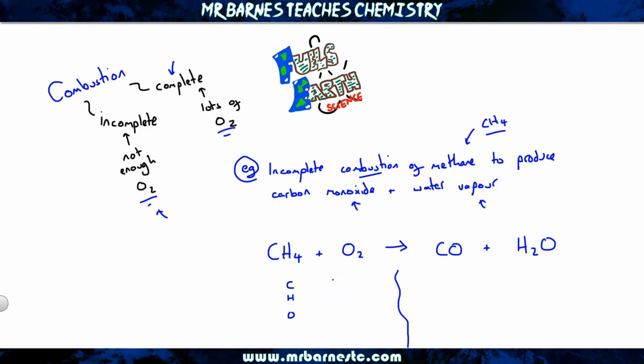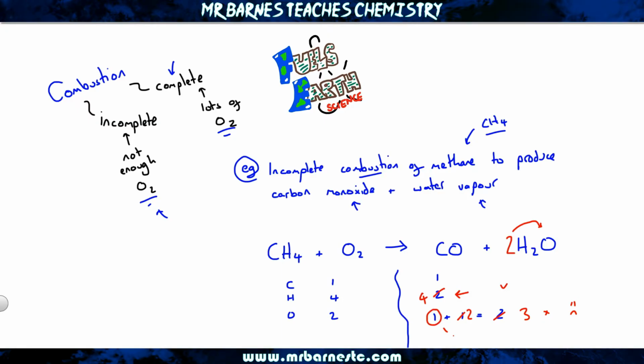So count up again. 1 carbon, 4 hydrogen and 2 oxygen on the left. 1 carbon, 2 hydrogen and 1 plus 1 equals 2 oxygens on the right. Again, choose something to balance. It doesn't matter. I'm going to go with my H's, so I'm going to times that by 2 to get my 4. That also times my oxygen by 2, so I have 3 oxygens on the right. So straight away, I'm running into a bit of an issue. But we can solve it.